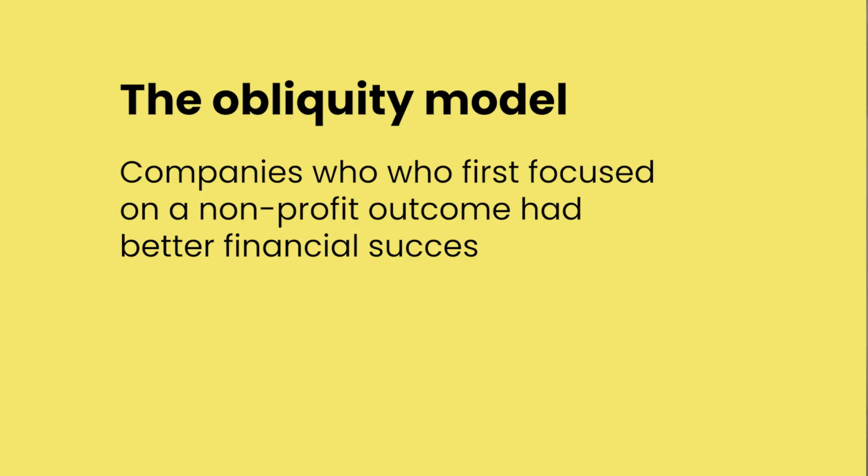In my last video, I talked about the obliquity model. Companies who first focused on a non-profit outcome had better financial success. The same is true and nicely shown with Digital Spaghetti. Let's improvise a conversation where I'm trying to convince Conti to invest his time in his own show.